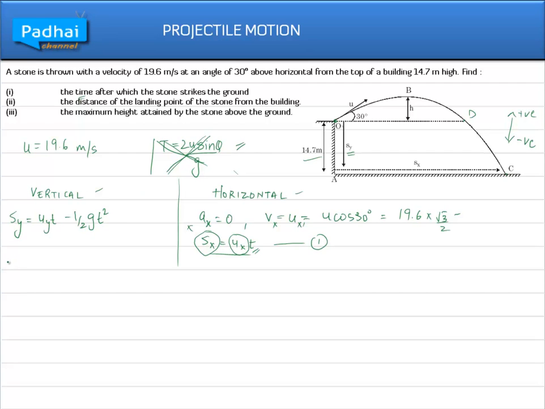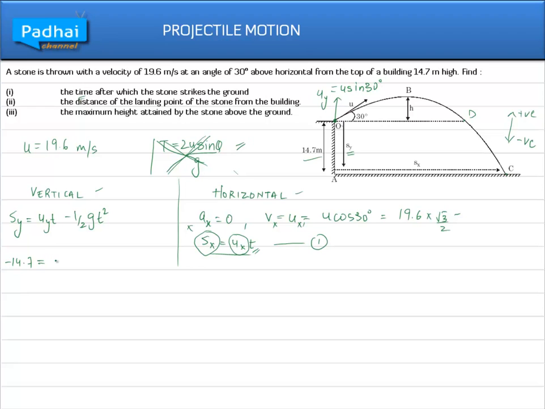So S_y will be equal to what? Minus 14.7, because it is going from O to C, so it is also negative. And what is u_y? u_y is the initial velocity in the upward direction, which will be equal to what? u sin 30.